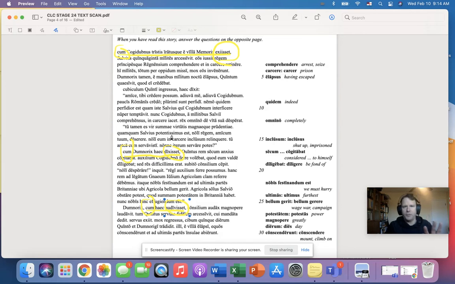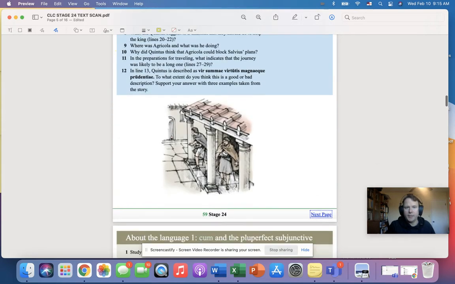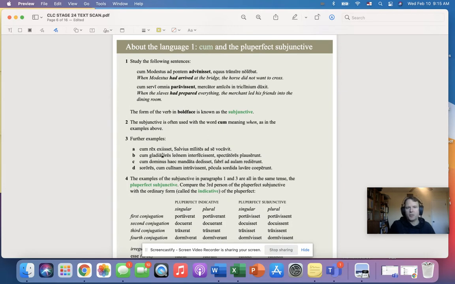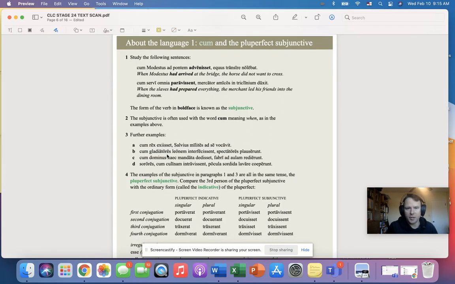All right. So again, to review, it starts out with cum, ends with an -isset or -issent verb, and we translate it as when blankety blank had blanked, right? So when Modestus had arrived, when the slaves had prepared, when the king had left, etc. These are called cum clauses, and the verb here is called the pluperfect subjunctive. So we're going to do something that we've always done. When a verb is pluperfect, we're going to use had, right? So when Modestus had arrived at the bridge. We just have to remember that for right now, it's this thing called the subjunctive. And again, we're not even really going to worry about what that is or a big explanation. Let's just learn it as a thing, as a title: the pluperfect subjunctive.